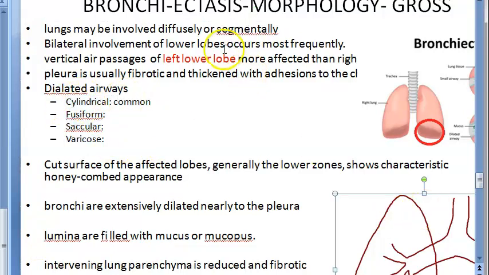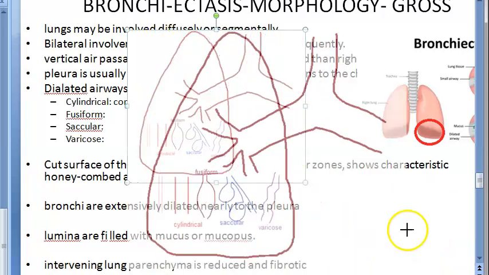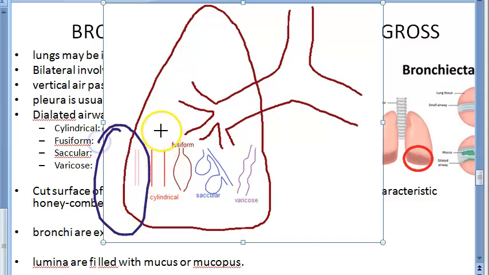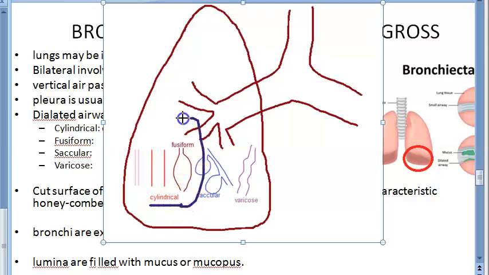So, look at this diagram here to explain that. Are you able to see? So, here you have the lung. Here is the normal bronchi, bronchiole, whatever. Here it is cylindrically dilated. See, this one is cylindrical dilation, right? This is just like a parallel pipe. Then you have fusiform. Fusiform means spindle shape, it is dilated. Then you have saccular dilatation with sacs, right? And then you have varicose dilatation, just like varicose veins, right? So these are the 4 types in gross that you will find.